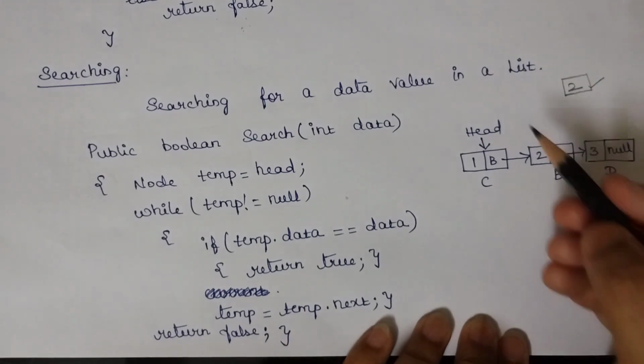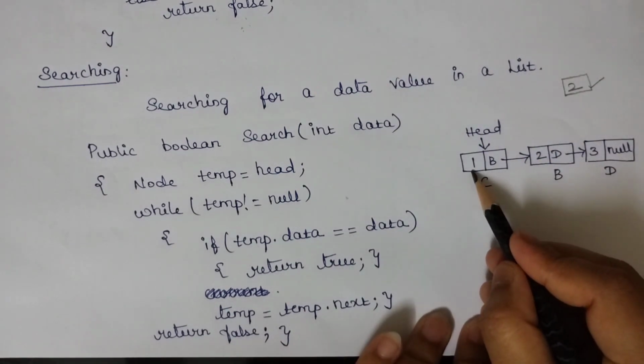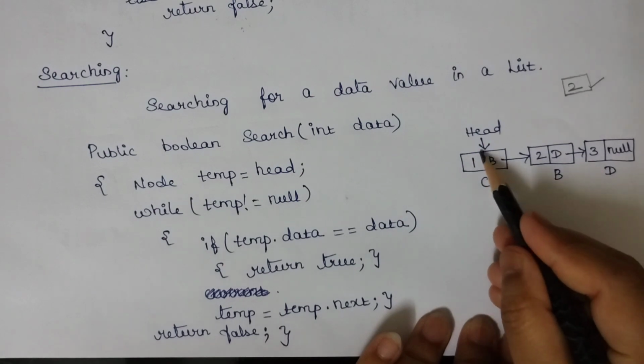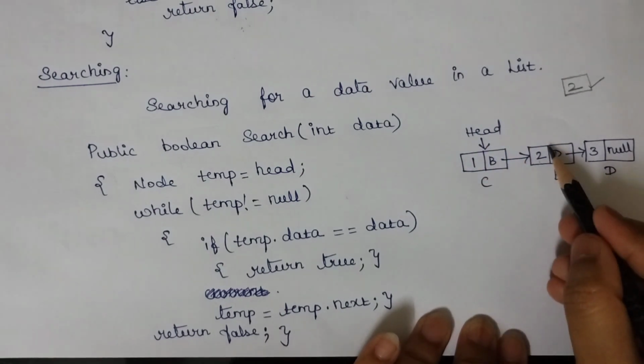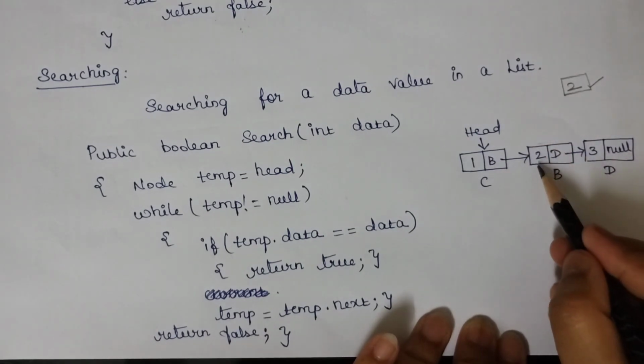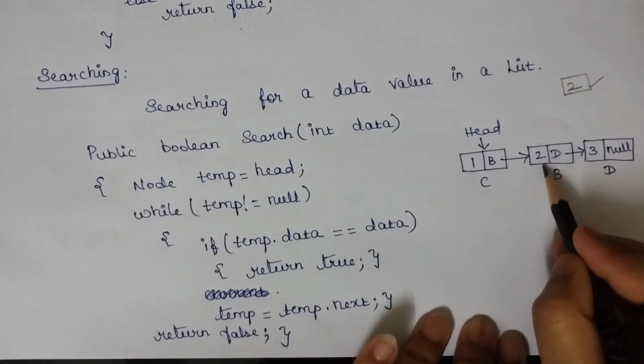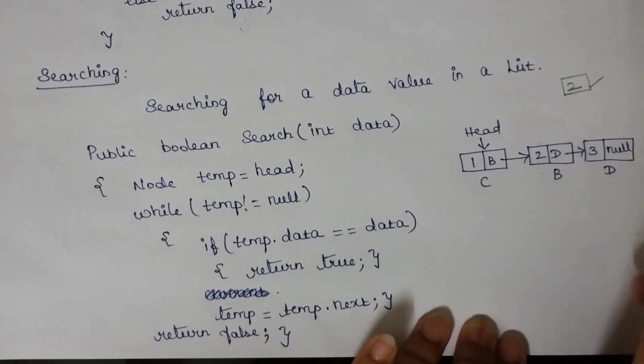So how do I search? First, I will start my search with this head node. I will check whether the data value is 2. If it is not 2, then I will move to the next node. Again, I will check the data value of this node. If it is 2, then I will stop my process here and I will return the position, or I will return that the node is found, whatever.